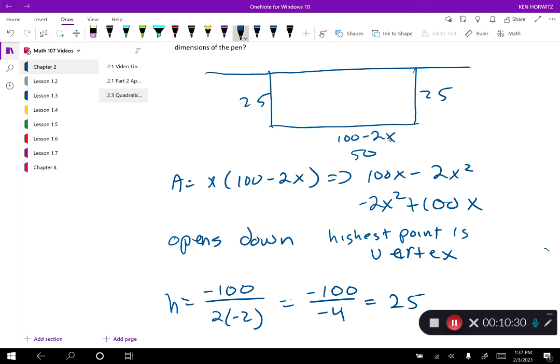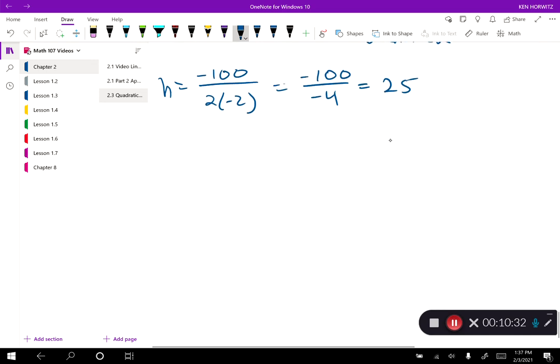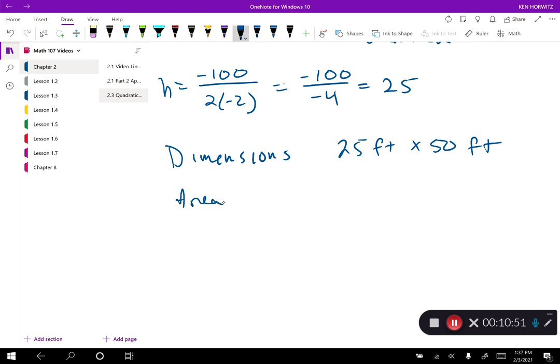Therefore, the dimensions of the pen are 25 feet by 50 feet. And the area of the pen would be 25 times 50, which would be 1,250 feet squared.